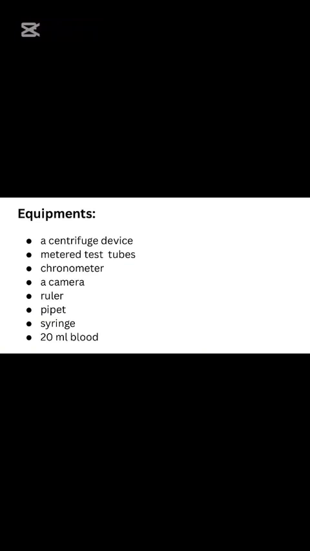A ruler to measure the device's radius. A pipette to take blood into test tubes. A syringe takes the blood and puts it into the test tubes. 20 milliliters of blood is the sample used to see how it separates in the centrifuge.